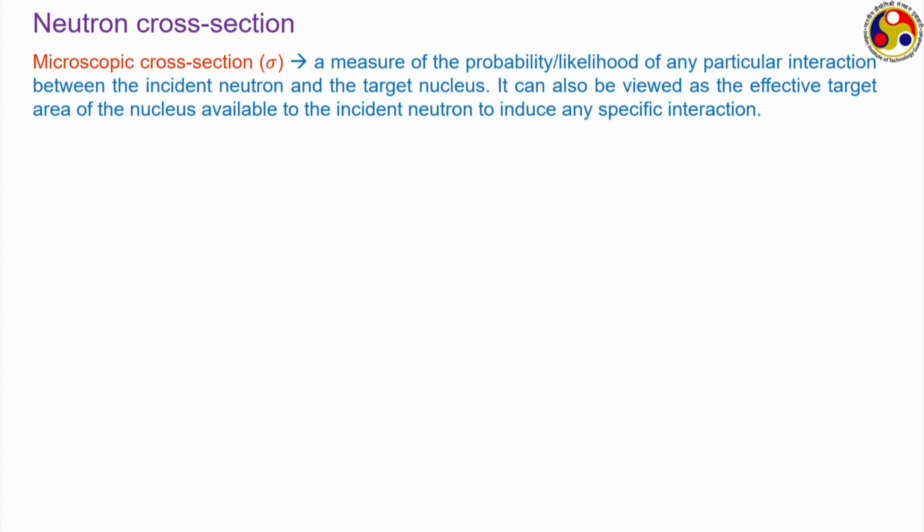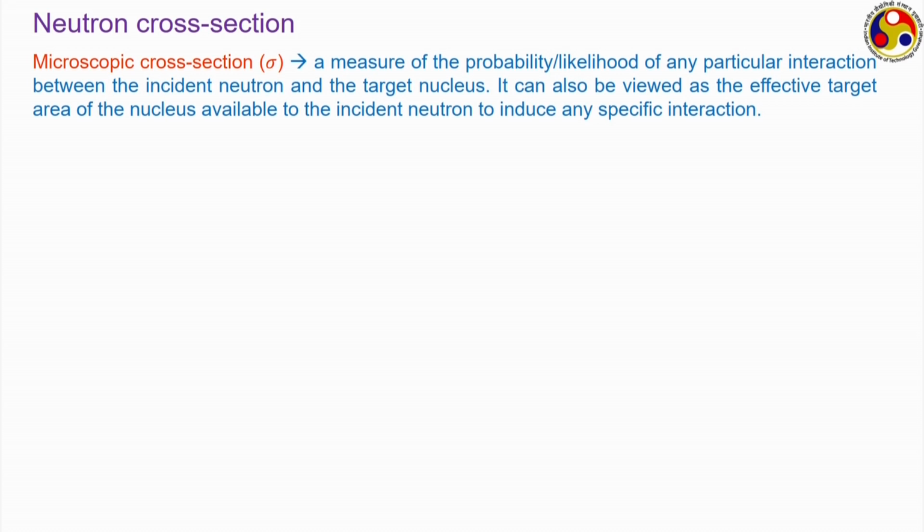It is actually a measure of the probability or likelihood of any particular interaction between the incident neutron and the target nucleus. That is, when a neutron collides with a nucleus, what is the probability of having either of the 5 types of interaction that we have discussed in the previous slide? That is given by this microscopic cross section. As we can have 5 different kinds of phenomena, maybe a few more, there has to be a certain finite probability associated with each of them, which is given by this cross section. We can also view this as the effective target area of the nucleus available to the incident neutron to induce any particular interaction.